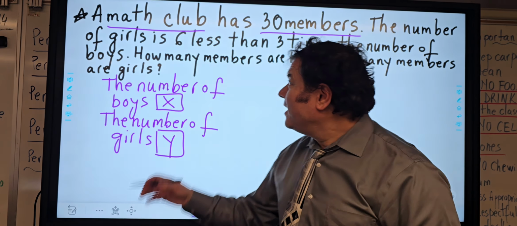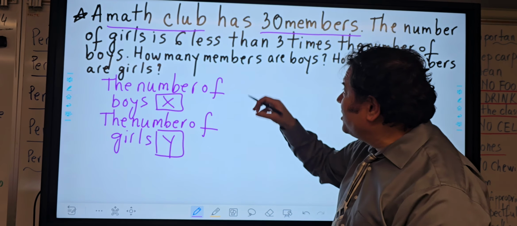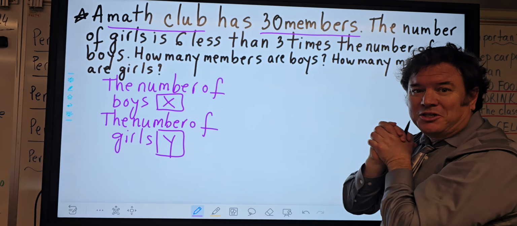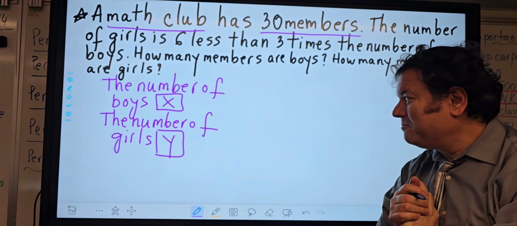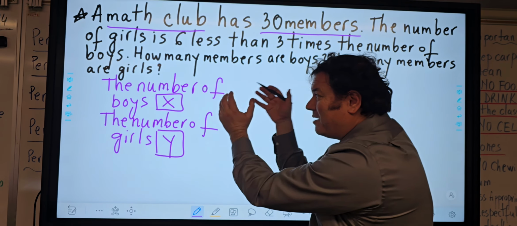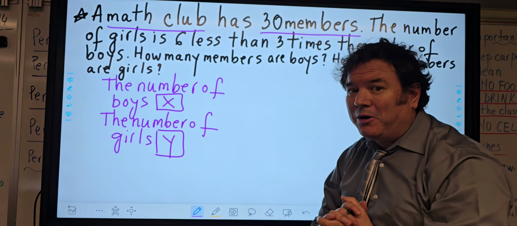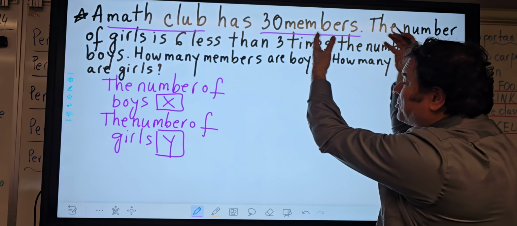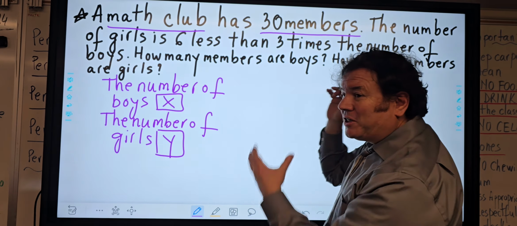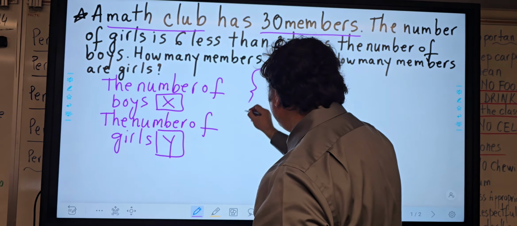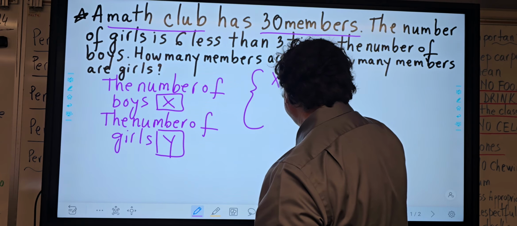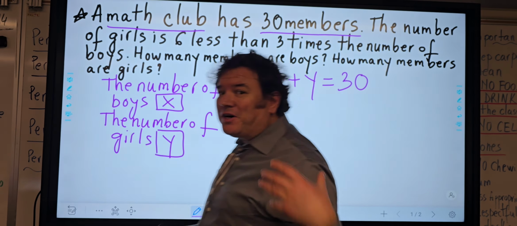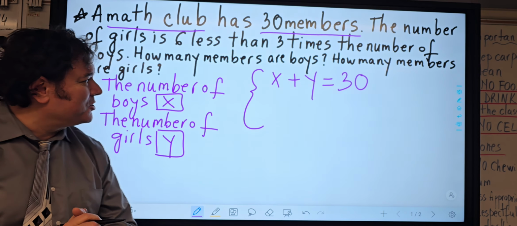But we know that the number of boys and the girls together combine to be 30 members. So let's set up the first equation. We need to add the number of boys, which is X, since we do not know it, plus the number of girls, which is Y, equals 30 members. So the first equation is X plus Y equals 30. That's the first equation in our system of equations.